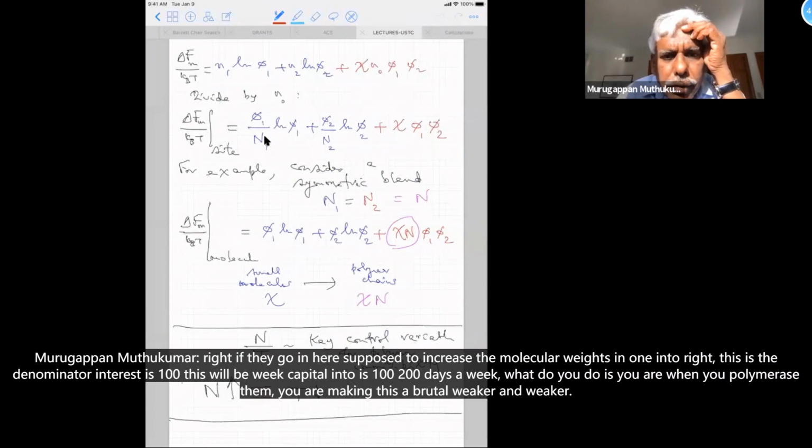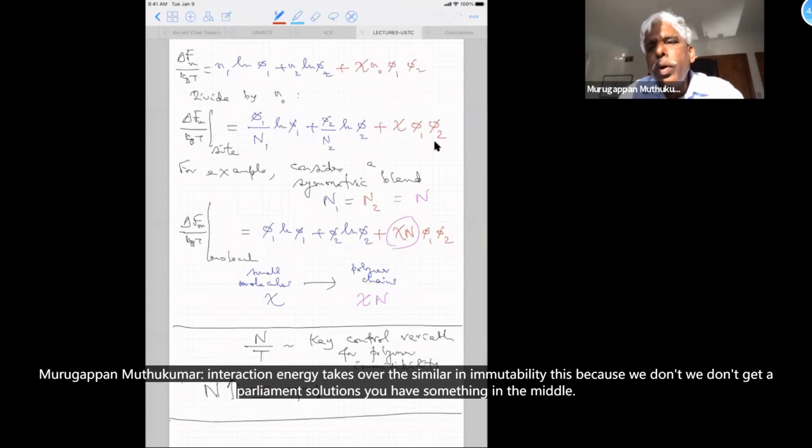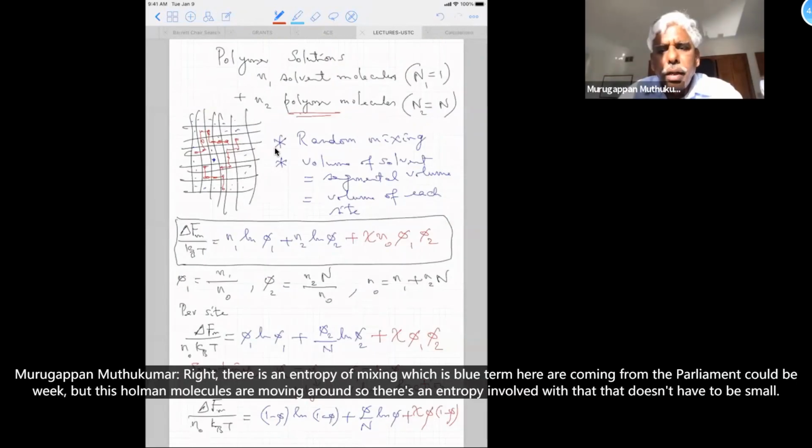This is the denominator. If capital N2 is, say, 100, 200, this will be weak. So what you do is, when you polymerize them, you are making this blue term weaker and weaker. That means the driving force for miscibility coming from entropy is weakened by polymerizing them. Therefore, this interaction energy takes over miscibility and immiscibility. This becomes weaker and weaker. Now, in the case of polymer solutions, you have something in the middle, right? There is an entropy of mixing, which is the blue term here.